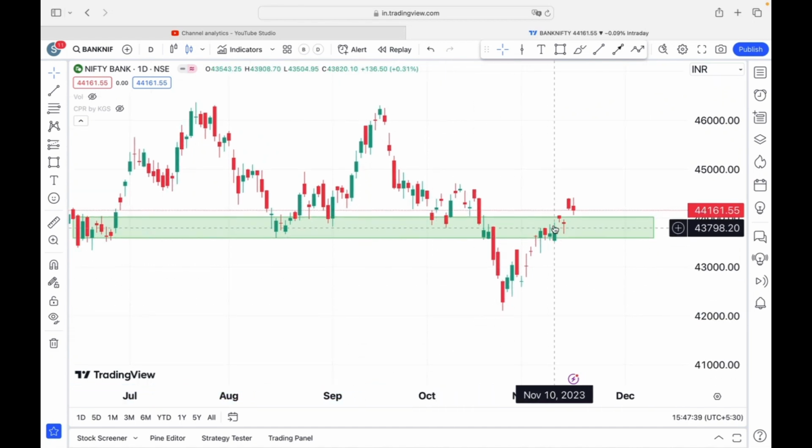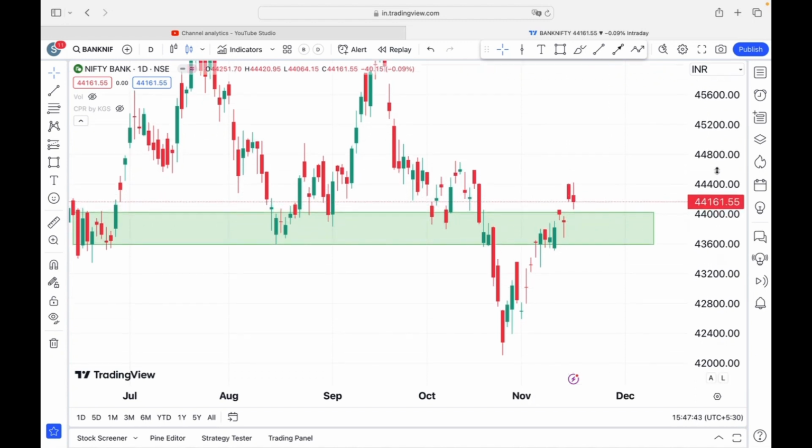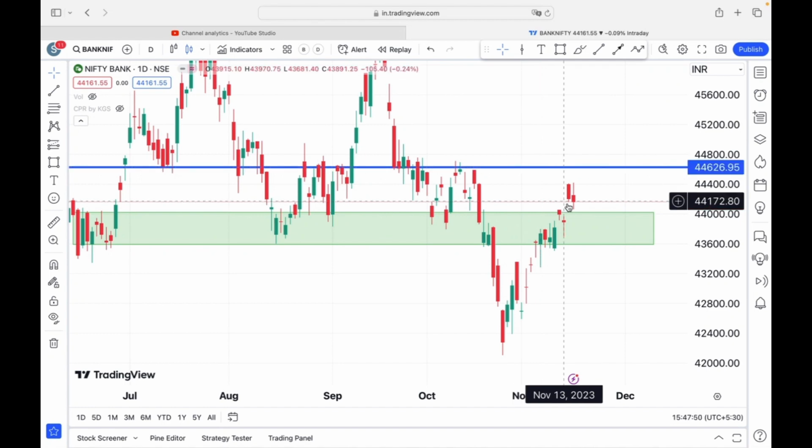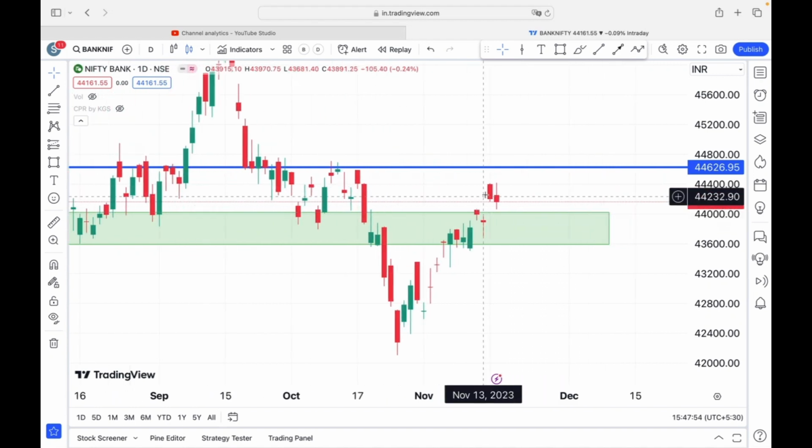And right now we saw prices open above this support area yesterday, and we were thinking about Bank Nifty going at least till this level if it is a proper breakout. But yesterday, it's not a breakout, it's a gap up opening and then closing towards the downside. So both these candles are the same.